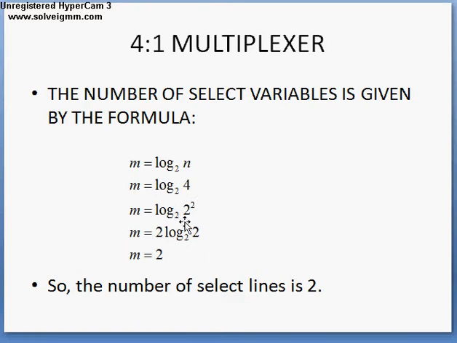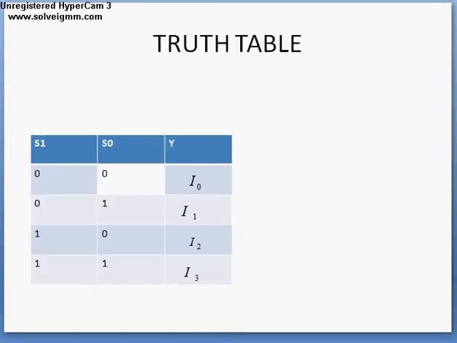So I write m is equal to log 2 raised to power 2. I just replace 4 by 2 raised to power 2, which is equal to 4. According to the logarithmic formula, log m raised to power n is equal to n log m. So I put it here. So 2 log 2 to the base 2 is equal to 1. So 2 into 1 is 2. So the number of select lines in a 4:1 multiplexer is 2.